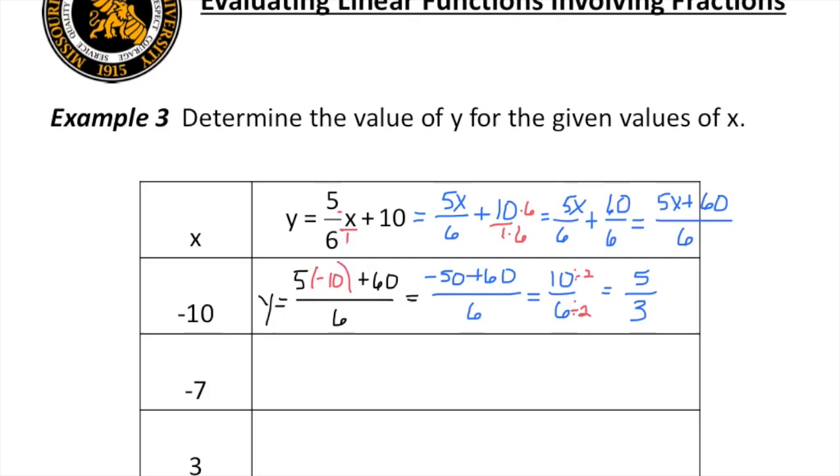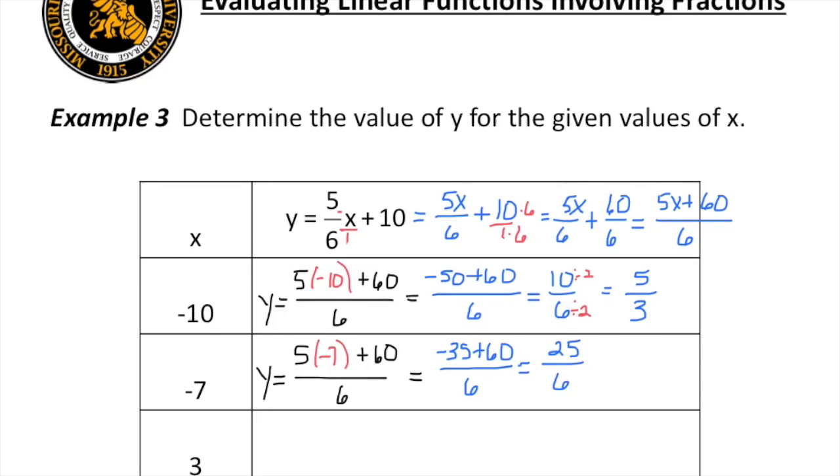Now evaluating our equation at -7, we replace our x with a -7, and performing the order of operations, we have 5 times -7, which is -35, plus 60 over 6. Negative 35 plus 60 is 25 over 6. And since there are no common factors between 25 and 6, this fraction cannot be simplified further.